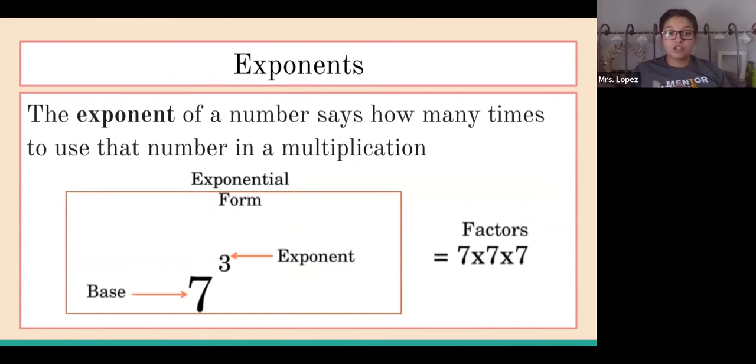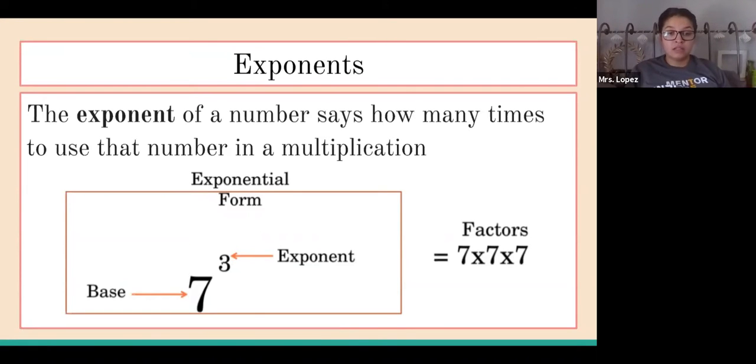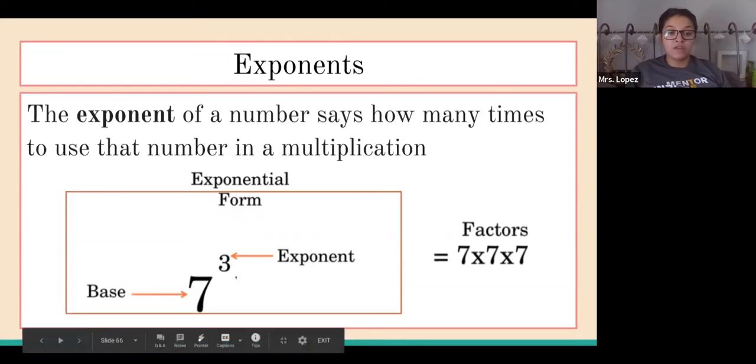Going back to our vocabulary word, exponent, it just is a number that says how many times to use that number in multiplication. So here's our base, and that is 7. Our exponent is 3. This whole thing is exponential form, so 7 to the 3.